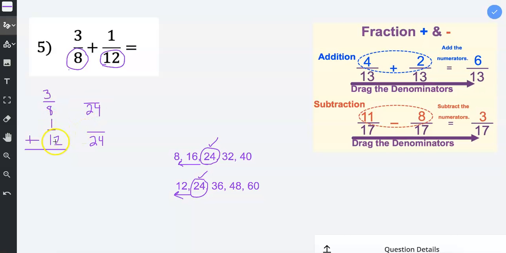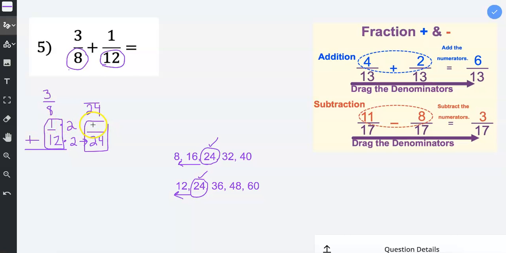To change 1/12 to 24ths, I ask myself, 12 multiplied by what gives me 24? If I'm not sure, I just come down here and I count. 1, 2, 12s is equal to 24. If I multiply the denominator by 2, I also have to do the same thing to the numerator to keep this fraction equal to this fraction.